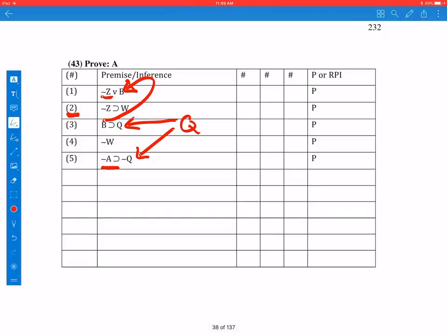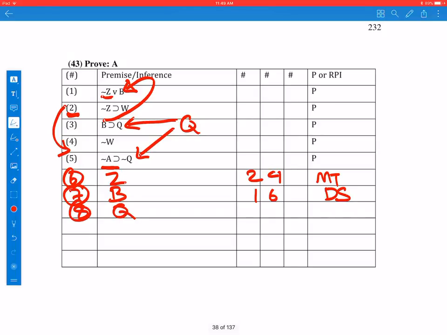Well, I don't see a Z, but I could get one out of line 2 if I had a not W and used modus tollens, and I do. So look at 2 and 4. 2 and 4 are going to get me Z, 2, 4, modus tollens. And with that Z, look at line 1, and I can get a B from 1 and 6, disjunctive syllogism. And what was I going to use that B for? I was going to use it to get a Q from line 3. So Q from 3 and 7, modus ponens, I believe. And I was going to use the Q on line 5 to get an A. So 5 and 8, modus tollens, and we're done.